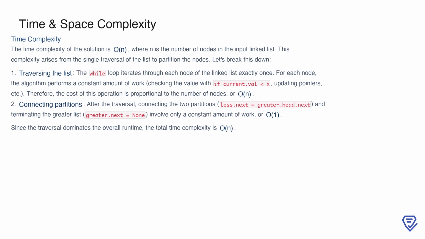After the traversal, we connect the two partitions by updating pointers, such as less.next equals greater_head.next, and terminate the greater partition by setting greater.next equals None. These steps involve only a constant amount of work, or O(1). Since the traversal dominates the runtime, the overall time complexity is O(n).